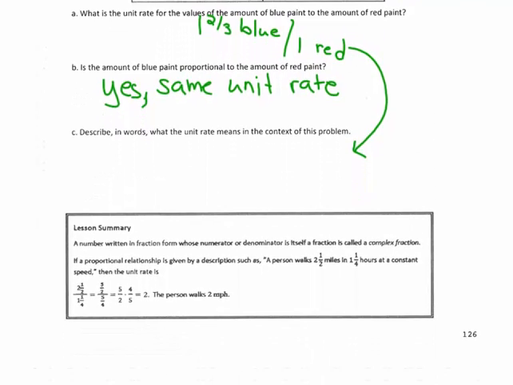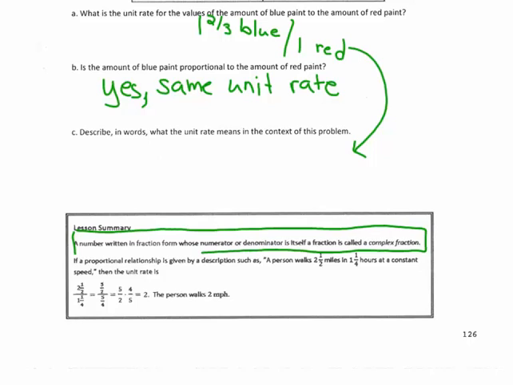Down here is where I told you we had the definition, so I'd like you to put a box around this. It tells us that a number written in fraction form whose numerator or denominator is itself a fraction is called a complex fraction. Okay, that's what that's telling me. And then they go through and do an example for you. We, of course, can do them on our calculators as well.